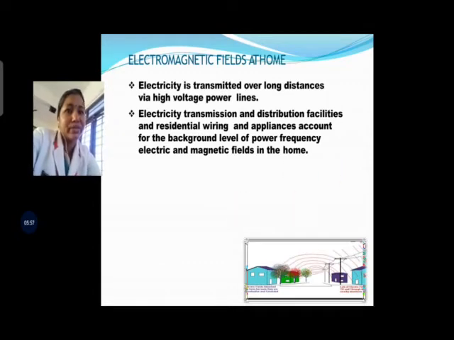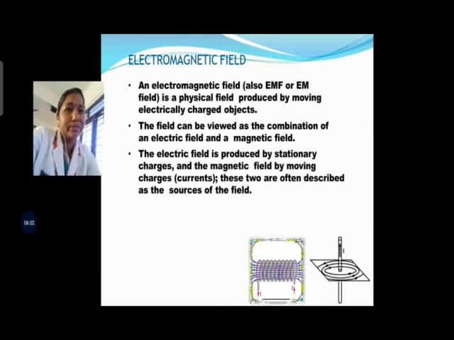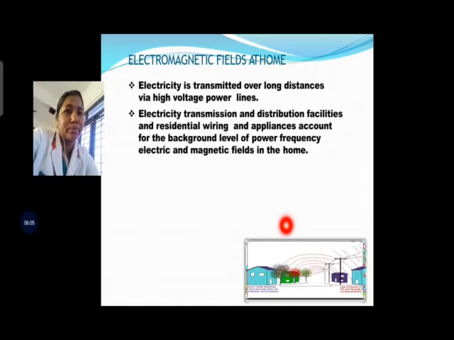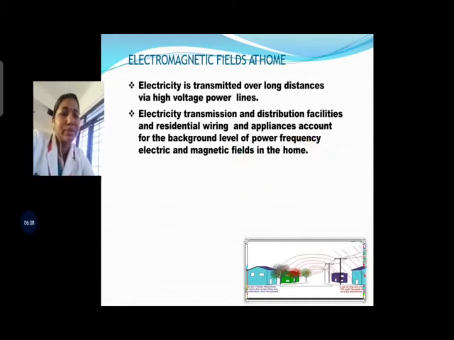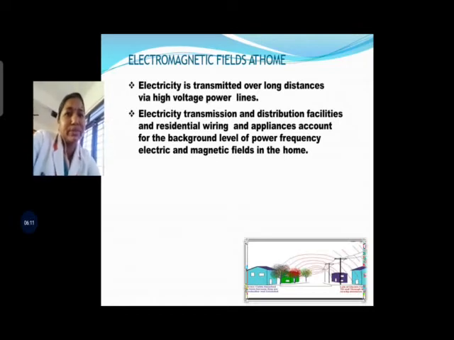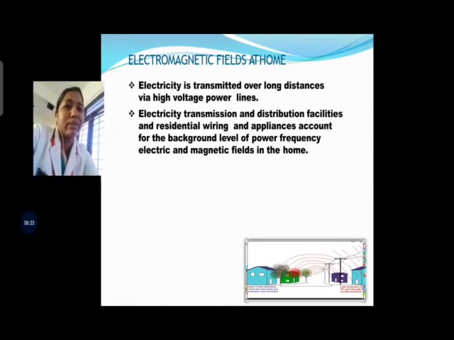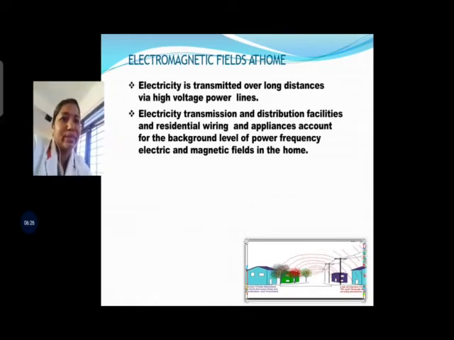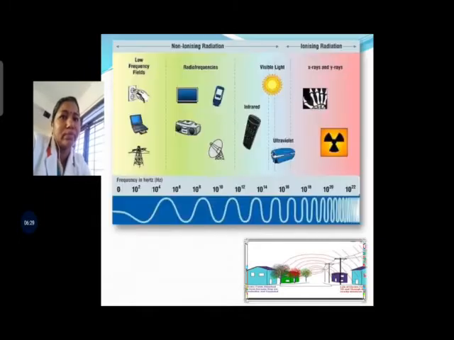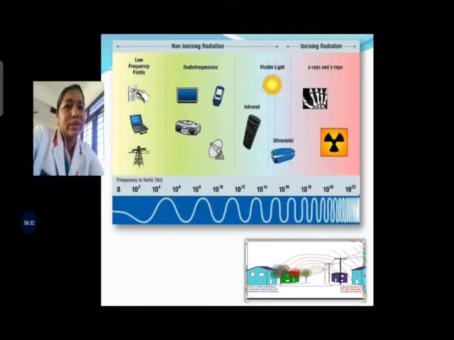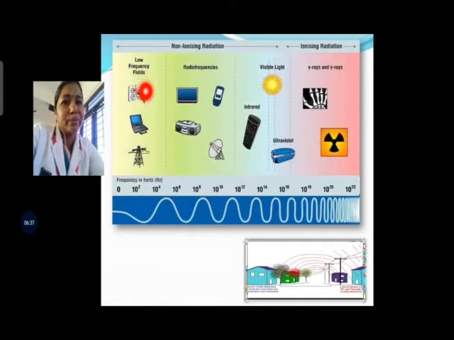So here electricity is transmitted over long distance via high voltage power lines. Electricity transmission and distribution facility, residential wiring, appliances. Level of frequency will vary. If you take jacket, it will have low frequency EMF. Like mobile phones, radio, TV, everything will have some frequency. So this is for low frequency field. Low frequency field: jacket, power jacket.